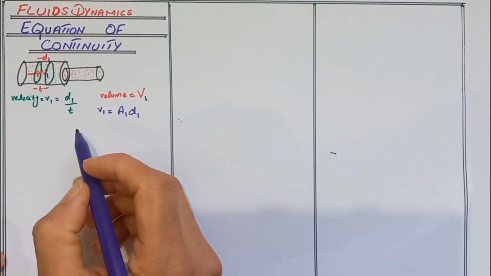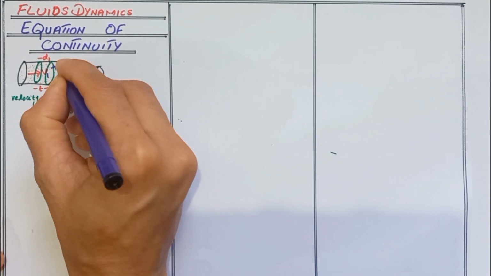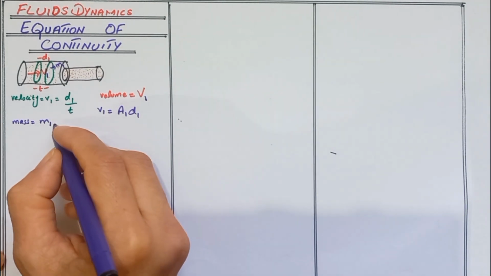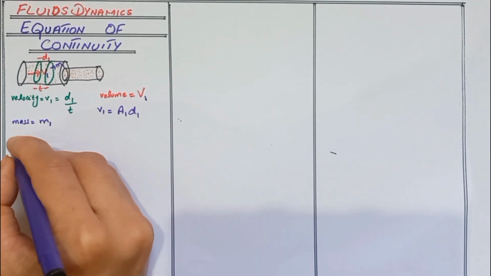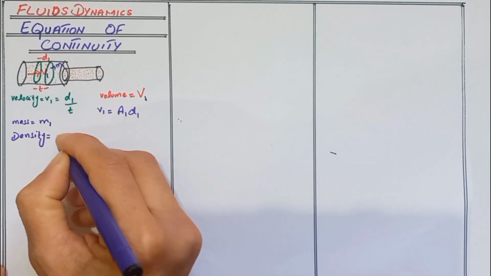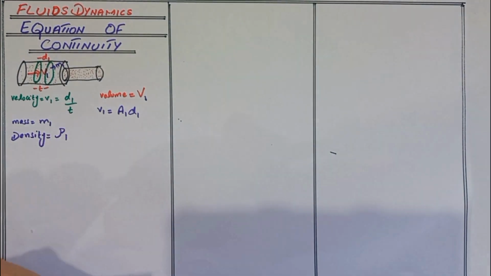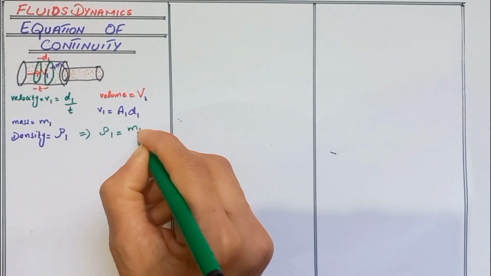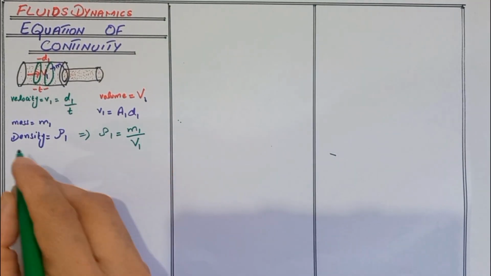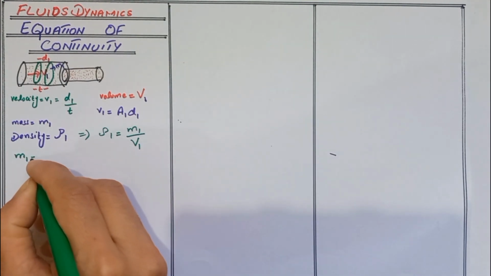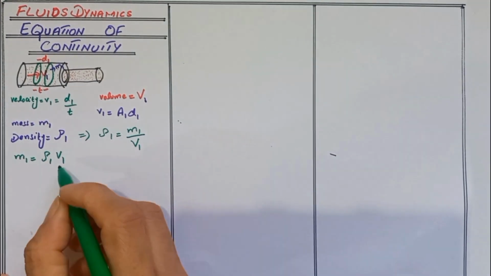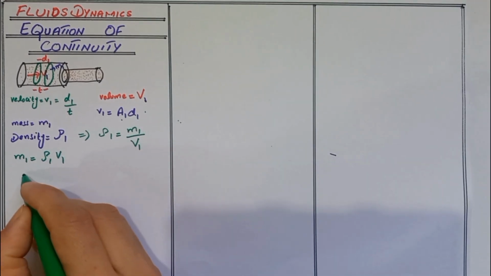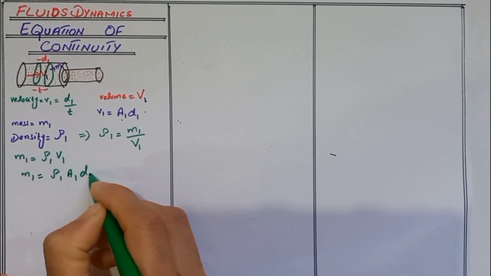We know that a particular amount of the gas molecules, with mass M1, occupies a volume V1. Then the density of the gas is rho 1, so we can write rho 1 is equal to M1 over V1. From here we can calculate the mass of the gas, M1 equals rho 1 V1. Since V1 is equal to the cross sectional area A1 times the distance D1, M1 is equal to rho 1 A1 D1.